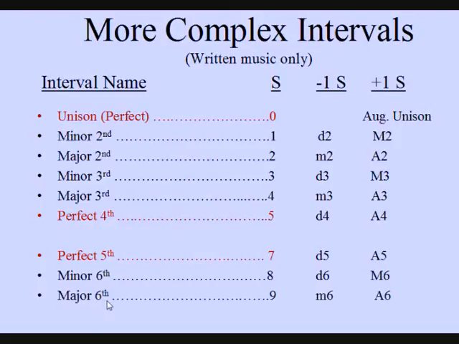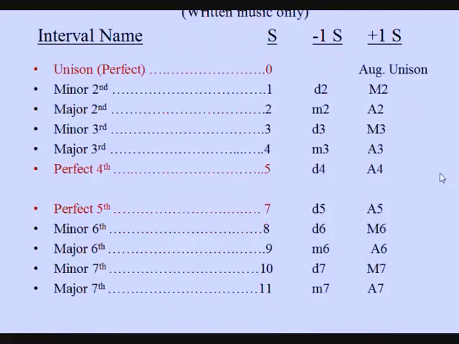and will become a minor when it loses one semitone, and augmented when it is added one semitone. We have a 7th, the major 7th, and finally the octave, which is, remember, a perfect interval. Therefore, by losing one semitone it becomes a diminished 8th, by adding one semitone an augmented 8th.